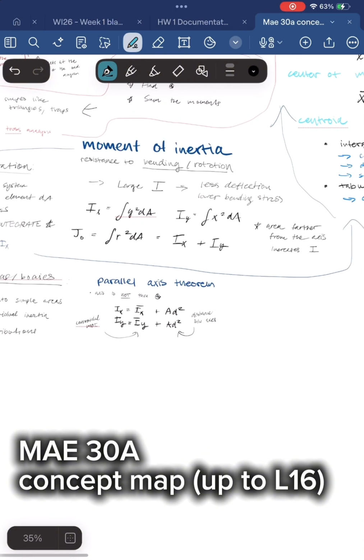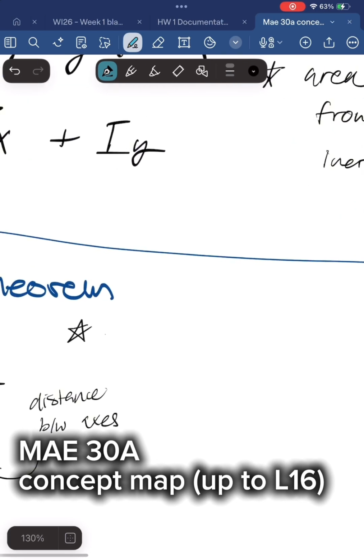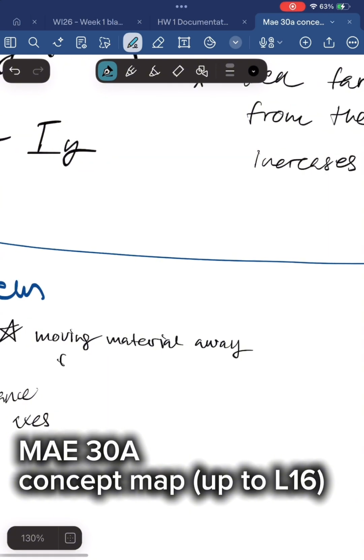So this would make sense that moving material away from the centroid would increase I.